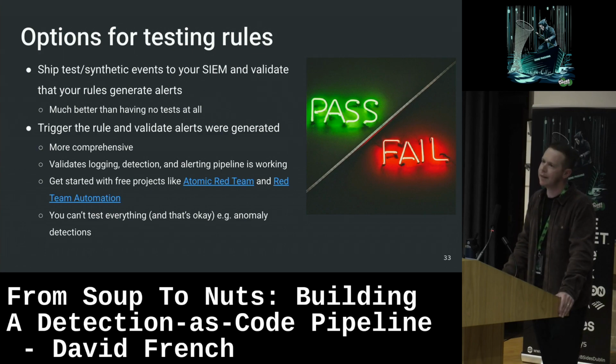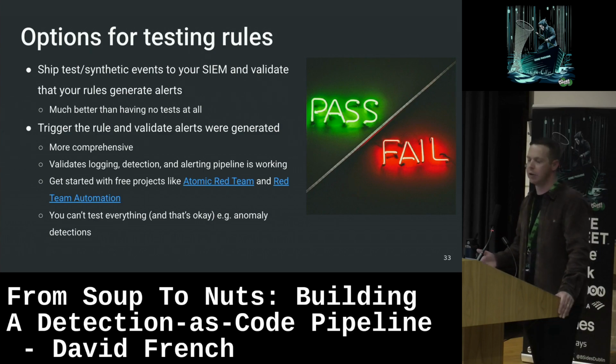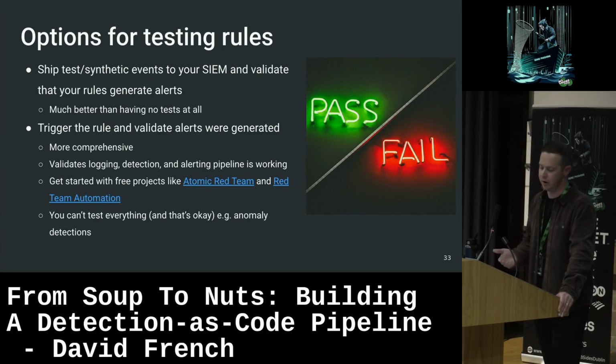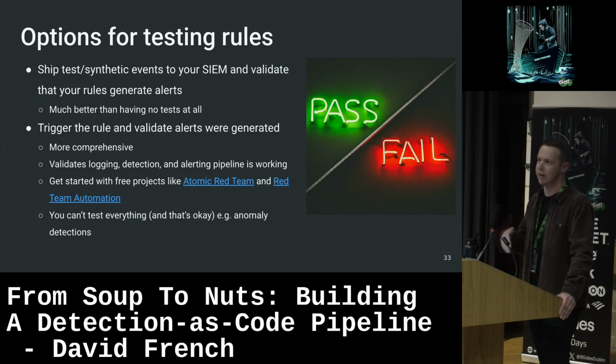So I think aiming for 100% coverage in testing your rules, you'll kill yourself trying to do it, right? If you've got rules that have machine learning techniques to detect anomalies, it's going to be hard to write tests for that, right? If you're relying on a baseline and anomalies in that. So yeah, you can't test everything, and that's okay.